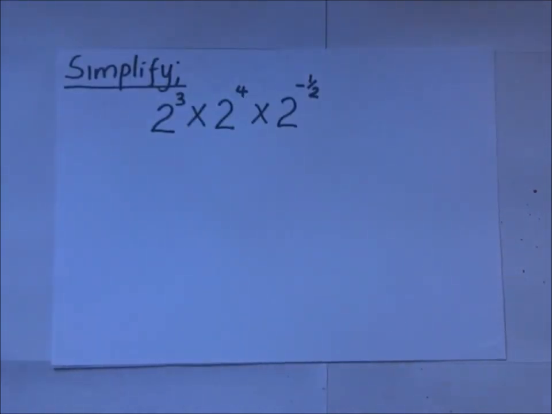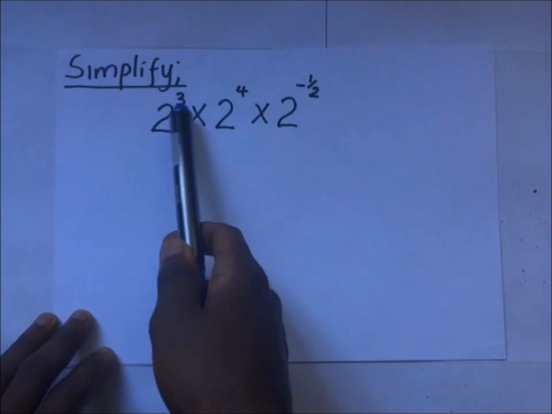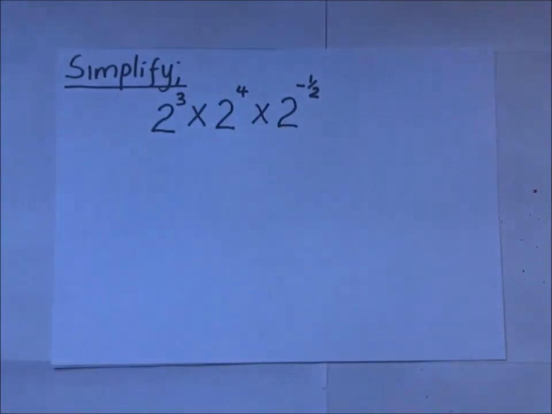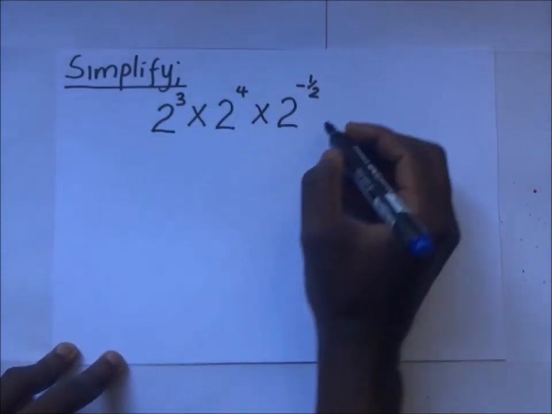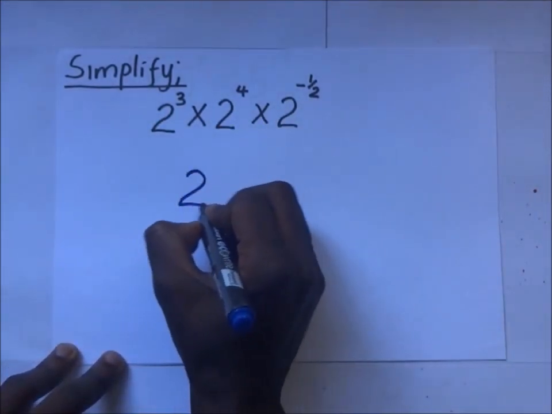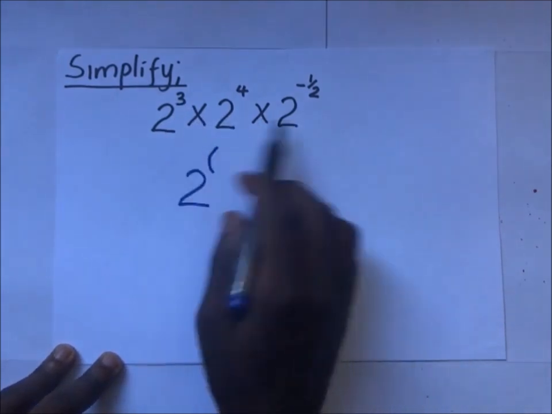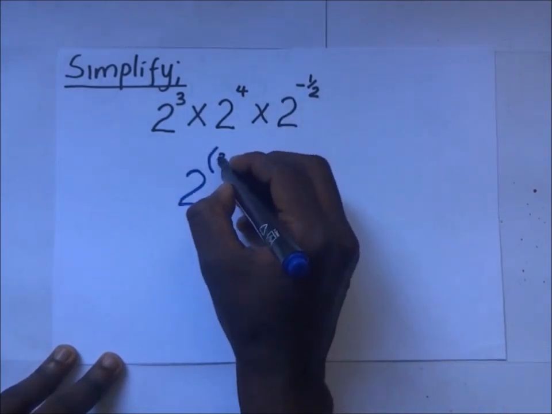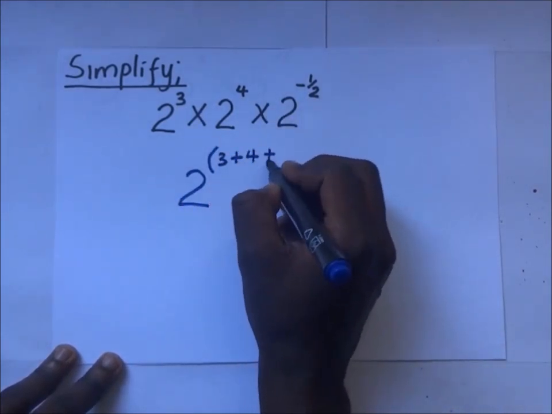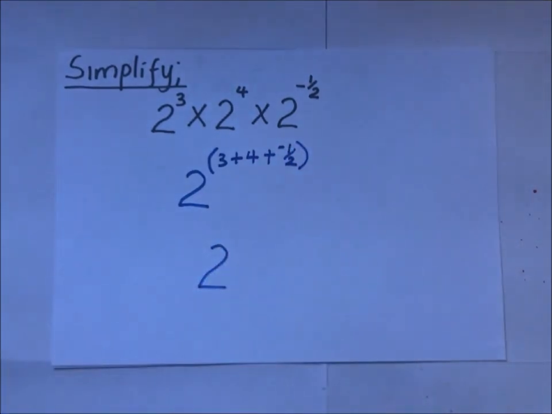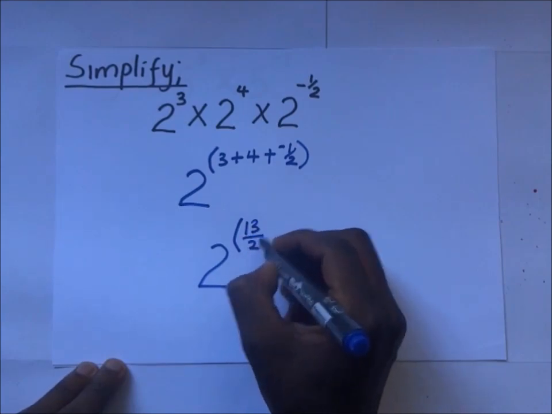We are being required here to simplify 2 to the power 3 times 2 to the power 4 times 2 to the power negative a half. And if you look at this number, we are having multiplication of these index numbers, but the base is the same. And since the base is the same, it means we are going to maintain it. So it means it's going to be 2 to the power. In multiplication, when the base is the same, we add the power. So it's going to be to the power 3 plus 4 plus negative a half. And our answer is going to be 2 to the power 13 over 2.